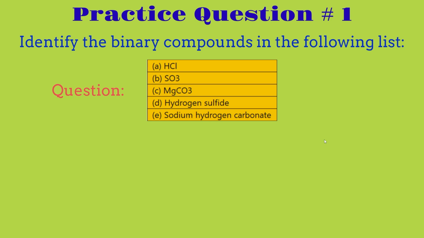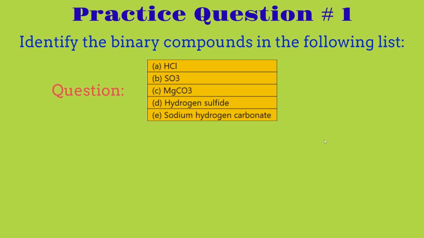So in this case, for binary compounds, we just need to look if there's two different elements. For the first one, we have HCl, which is hydrochloric acid. Inside of hydrochloric acid, there's hydrogen plus chlorine. So that means it will be a binary compound because there's two different elements. For the next one, we have SO3, which is sulfur trioxide. In this case, it's again a binary compound because it's sulfur plus oxygen.